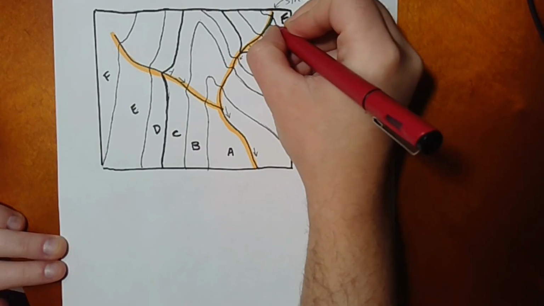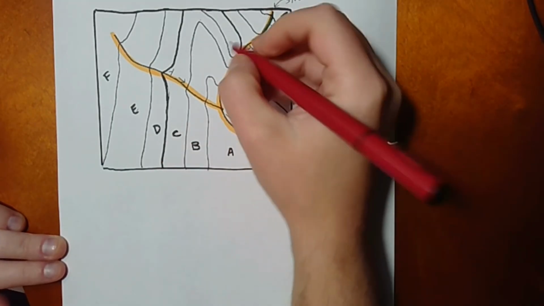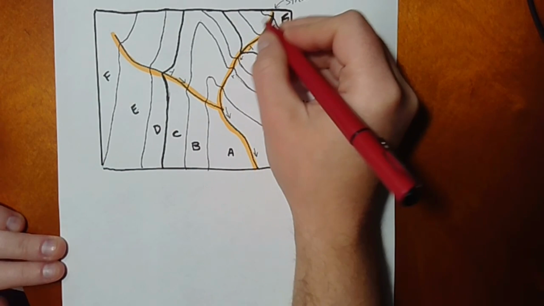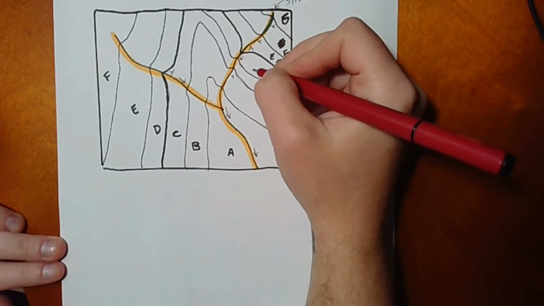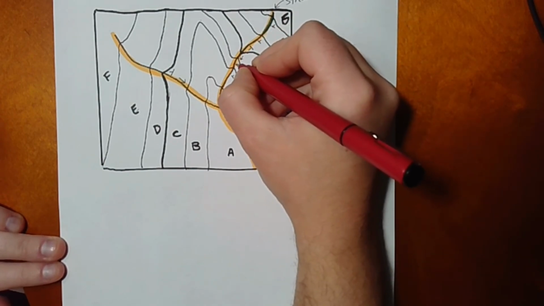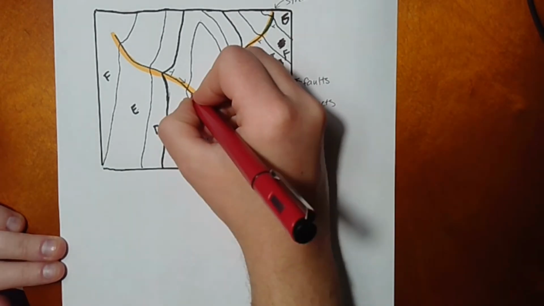This one is dipping down valley. These units seem to be kind of following topography. So maybe these are more shallow beds or shallowly dipping units. These are dipping up valley.